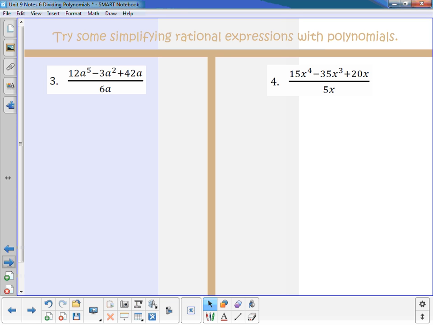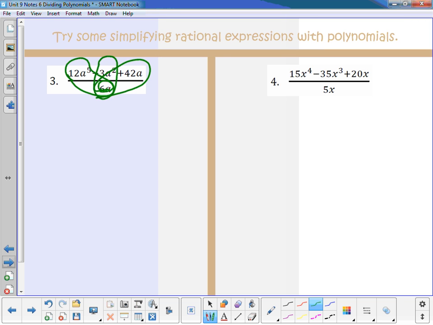Let's look at number 3. Now we're just going to simplify rational expressions that only have monomials in the bottom, meaning there's only one term. So this is only one term. When there's only one term in the bottom, I really just need to split up the 3 different fractions. I have 3 terms on the top and only one term on the bottom. So I'm going to write those as 3 different fractions.